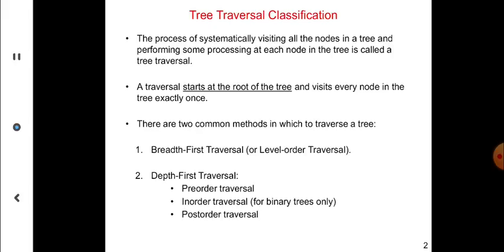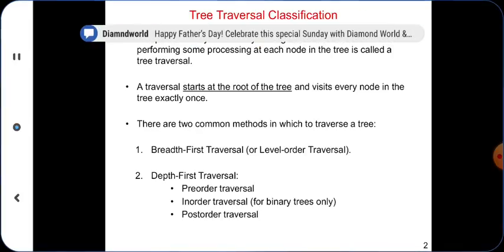The question is why these orders are called this way. Because of the way we are visiting the root node. Pre-order means we go to the node first, then left, then right. In-order means we go left first, then node, then right. Normal order. And it is only applicable for binary trees. And post-order means we go left, right, and then at last the node.